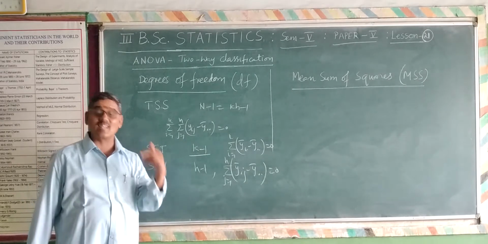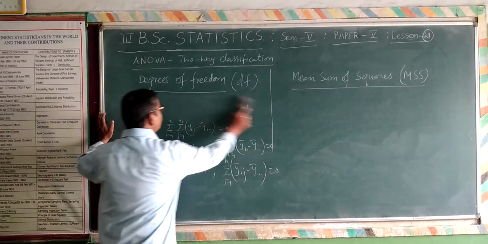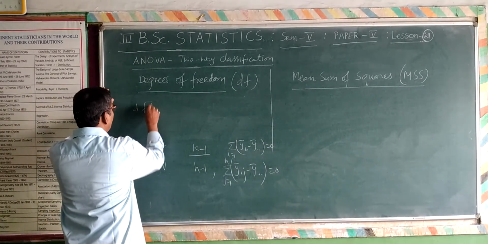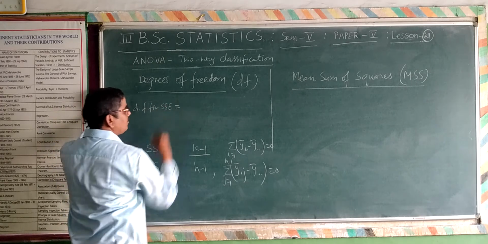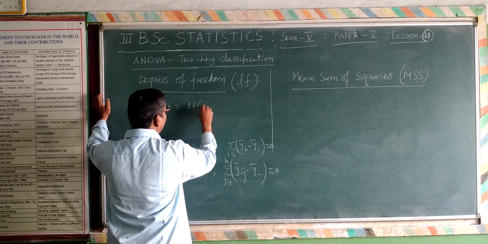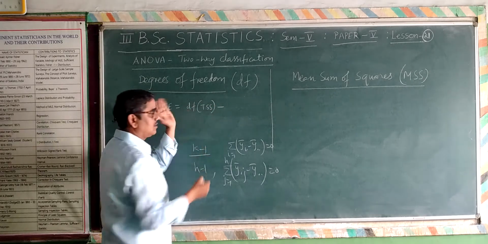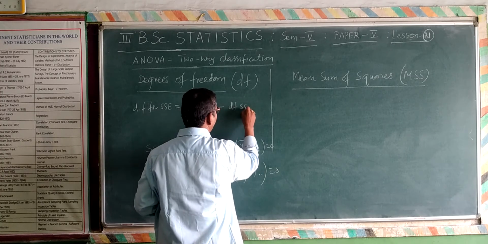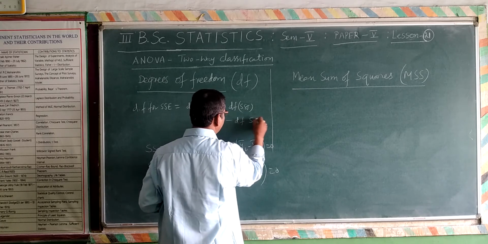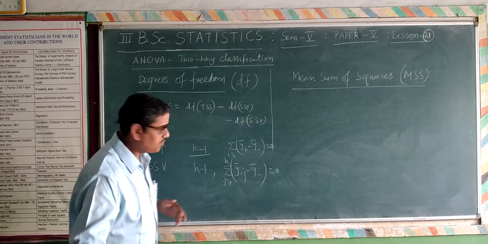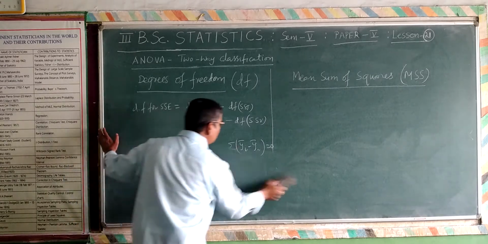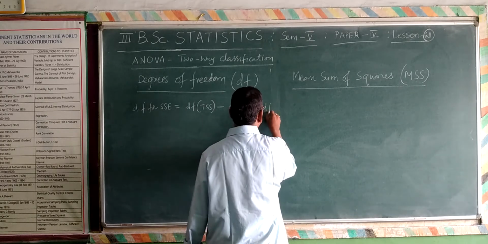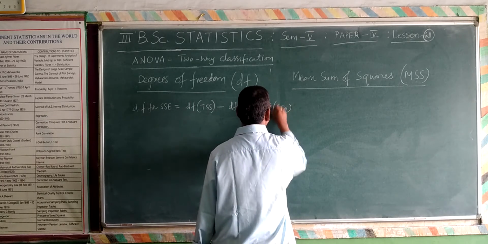The degrees of freedom for SSE is calculated as the degrees of freedom of the total sum of squares, minus the degrees of freedom of SST, minus the degrees of freedom of SSV. Hope you understand.